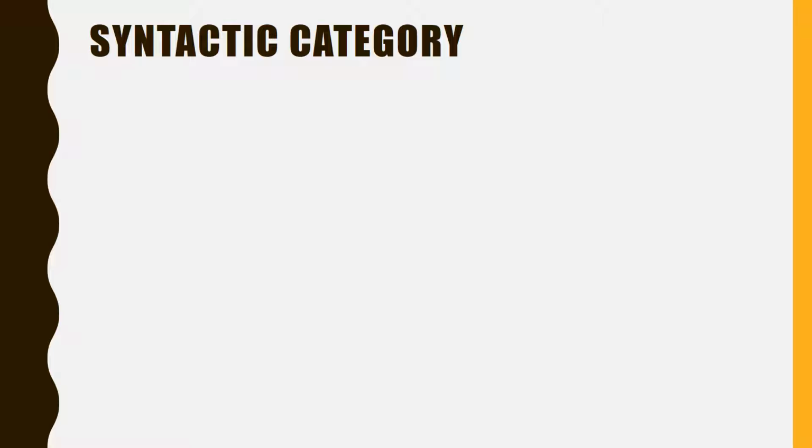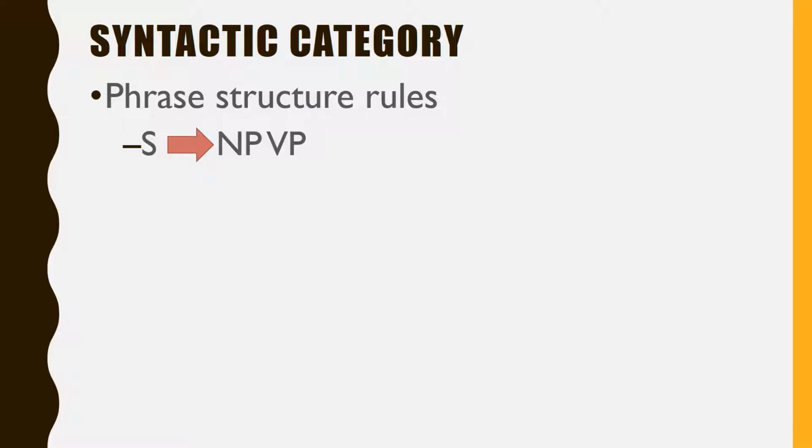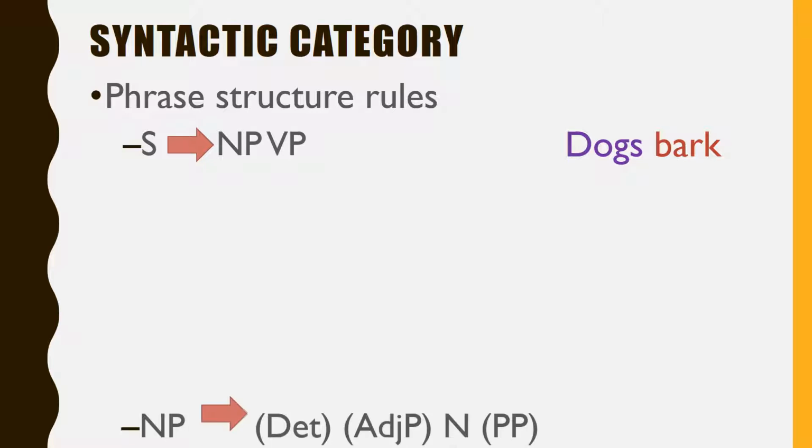Okay, now the syntactic category. So these are the phrase structure rules. These are the rules in which I can possibly combine two words. And so in order to have a sentence, I need a noun phrase and a verb phrase. And here I have an example, dogs bark. So this is a complete and correct sentence.